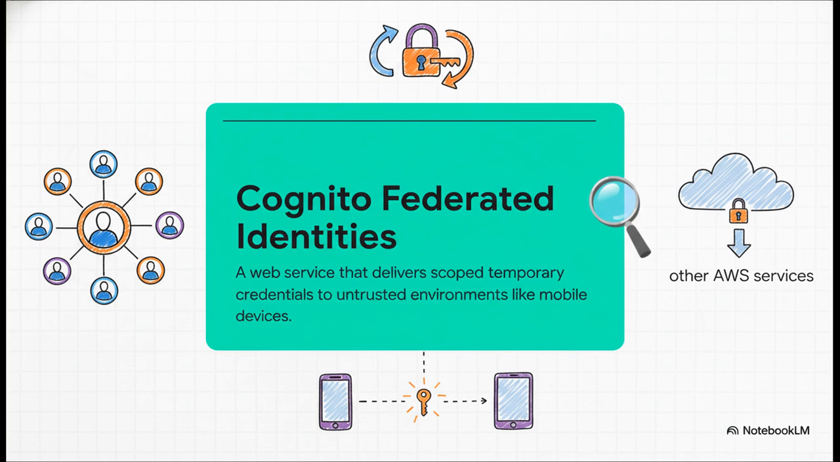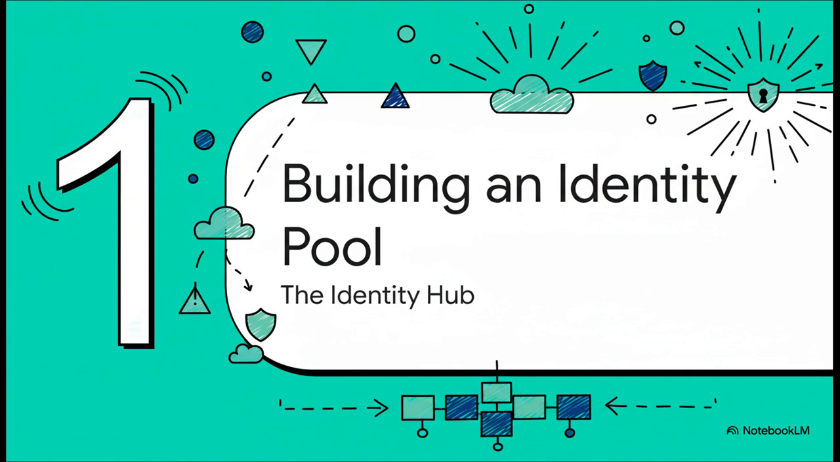Let's break it down. It does two really critical things. First, it gives every single user one consistent ID, no matter how they decide to log in. And second, and this is the magic part, it hands out temporary, limited privilege credentials. This lets your app securely talk to other AWS services without exposing long-term keys. So how does this actually work? Well, it all kicks off with this core concept called an identity pool. You can really think of this as the foundation for your whole identity setup.